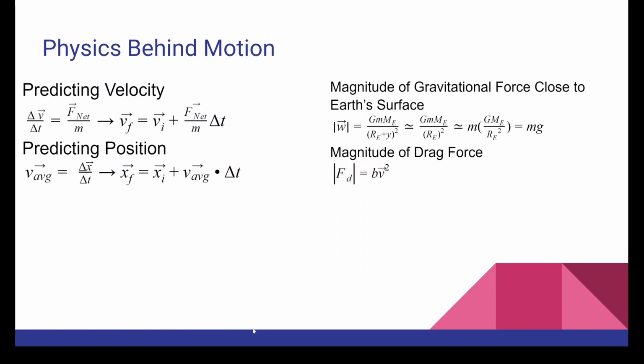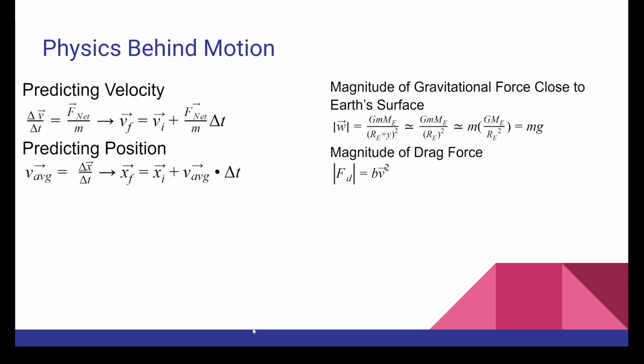We can also manipulate the equation for average velocity to get a formula that predicts position. For these equations, we can approximate that the average velocity equals the final velocity, and our results will be accurate as long as delta t remains small.